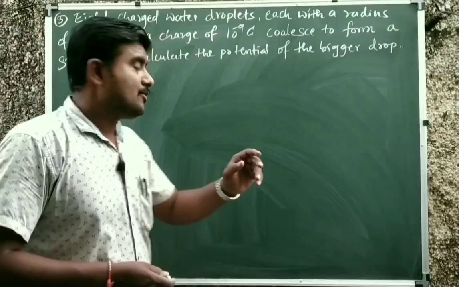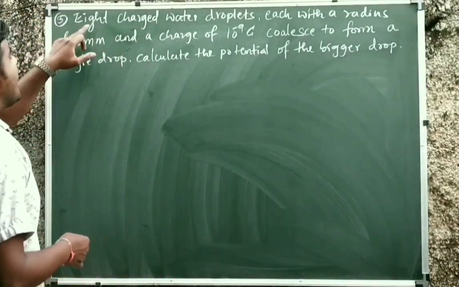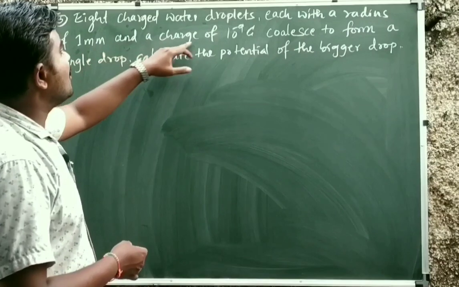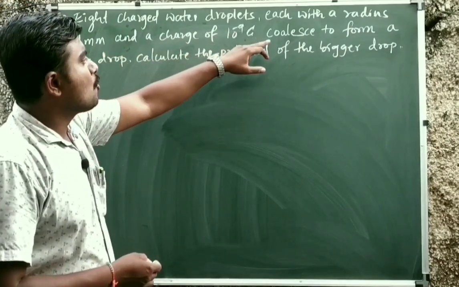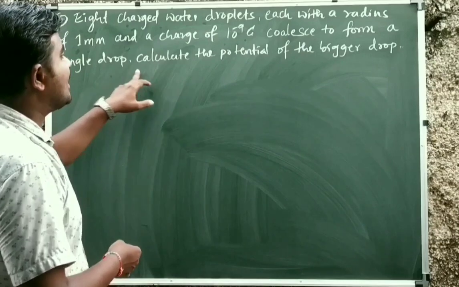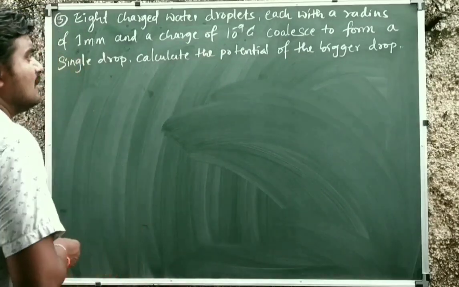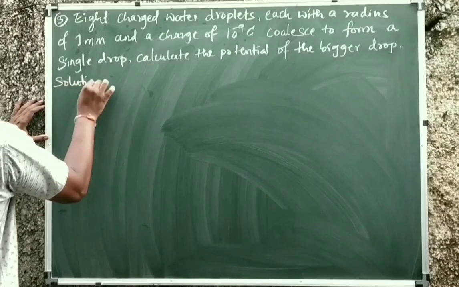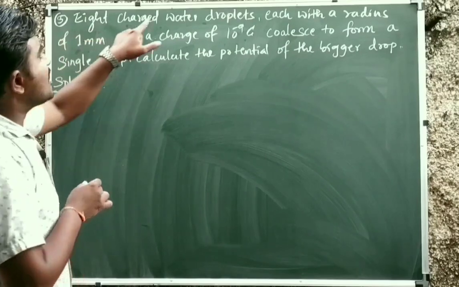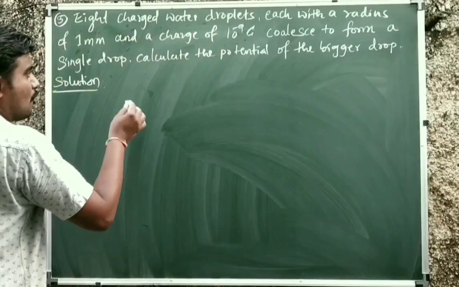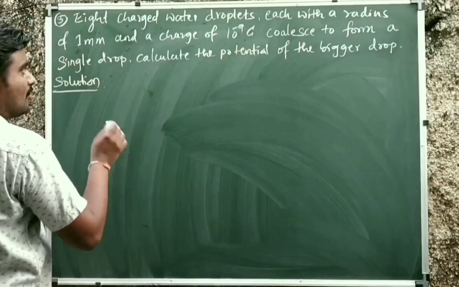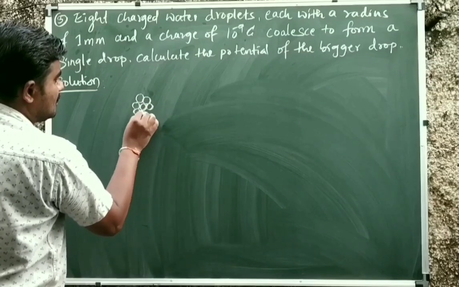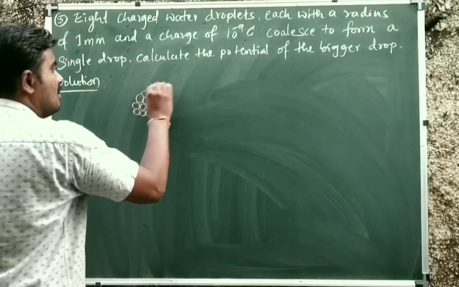This is our next numerical, third numerical. 8 charged water droplets, each with a radius of 1 mm and a charge of 10 to the power minus 9 coulomb, coalesce to form a single drop. Calculate the potential of the bigger drop. This is also an easy numerical, so please watch carefully. 8 charged water droplets coalesce to form a bigger water drop, like this: 1, 2, 3, 4, 5, 6, 7, 8. So these are water droplets.